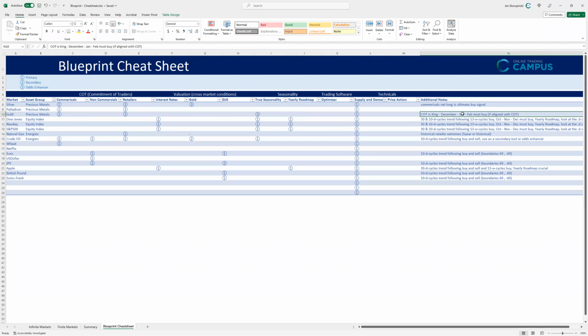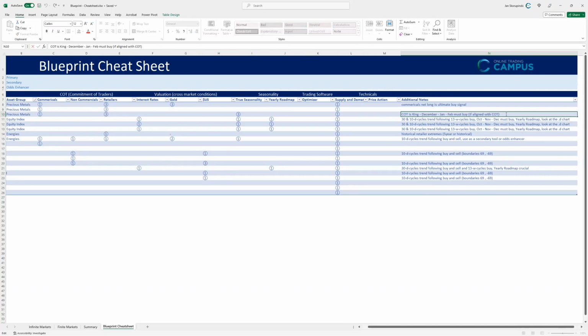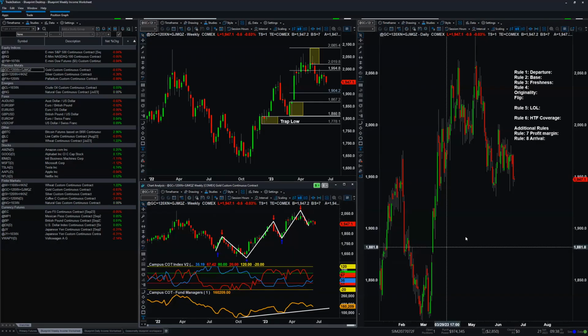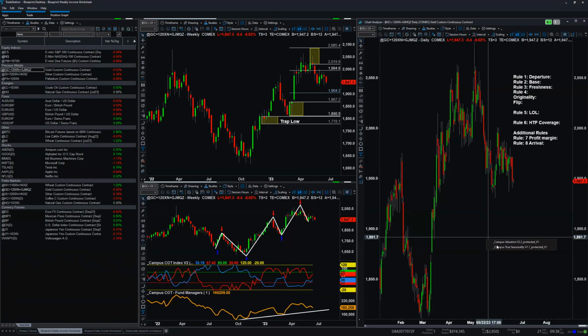So December, January, February must buy. And also now something is coming up in terms of the true seasonals, but we need to inspect that now.